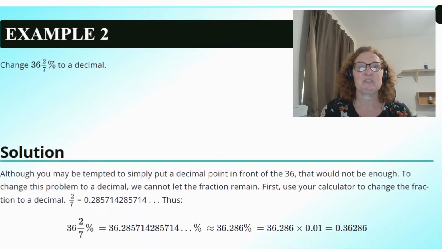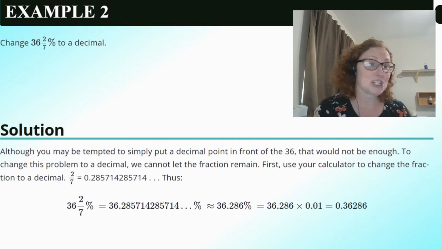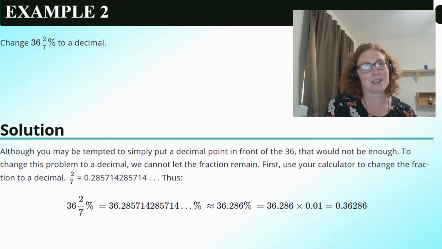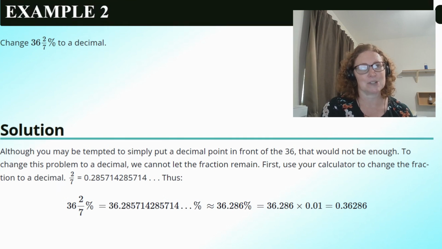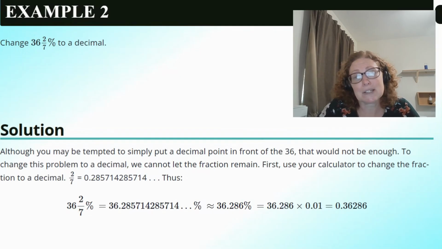Okay, so now we've got something a little bit more crazy. We're changing 36 and 2/7% to a decimal. I know it gets a little bit crazy, but just think about it. The one thing you cannot do on this one, unfortunately, at first, is just say, I'm going to move the decimal point 2 places, it's 0.36 and 2/7. Nope. Can't do it that way.